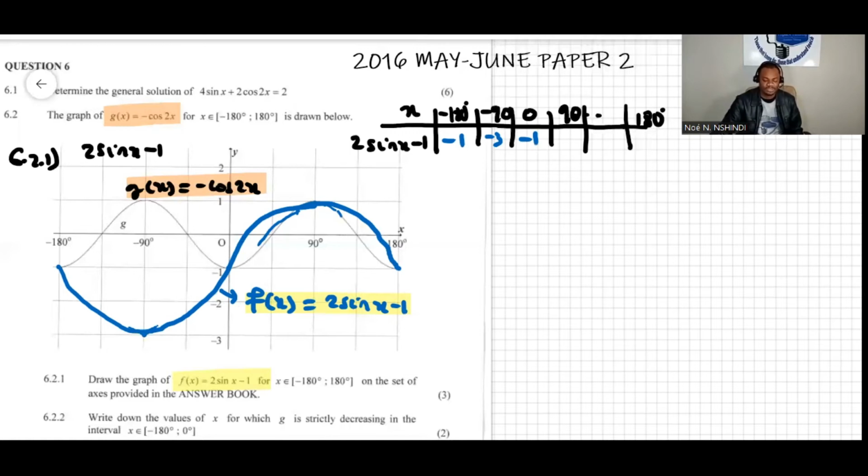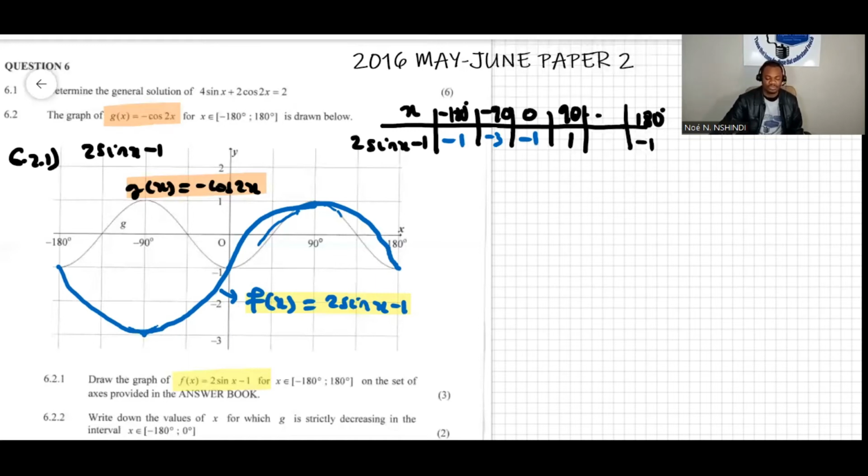If x was equal to 90 degrees, you sub 90 degrees: sine of 90 degrees is 1, 2 times 1 is 2, 2 minus 1 is 1. Then we have 180 degrees. Finally, there you get zeros again, and then you get -1 also.